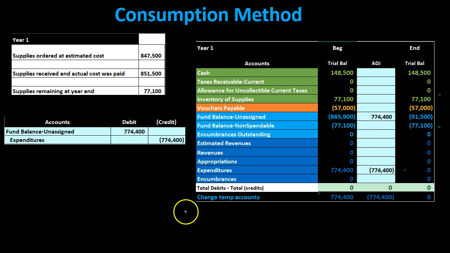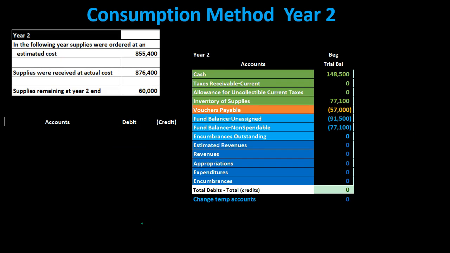Let's go to year 2. This would be our starting number in year 2. This is our post-closing trial balance for year 1. Starting numbers for year 2. We'll go through the same kind of transactions. First, we have the amount of supplies ordered. So once again, we haven't received the supplies. This is like sending out the purchase order, and we haven't paid for them. Therefore, there wouldn't be any transaction for accrual accounting.